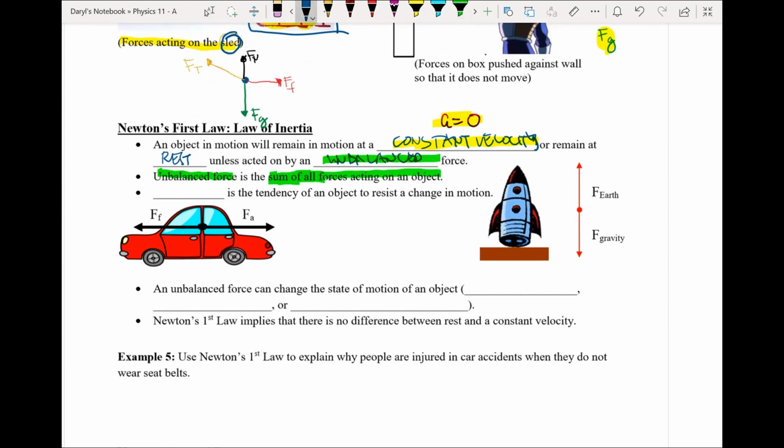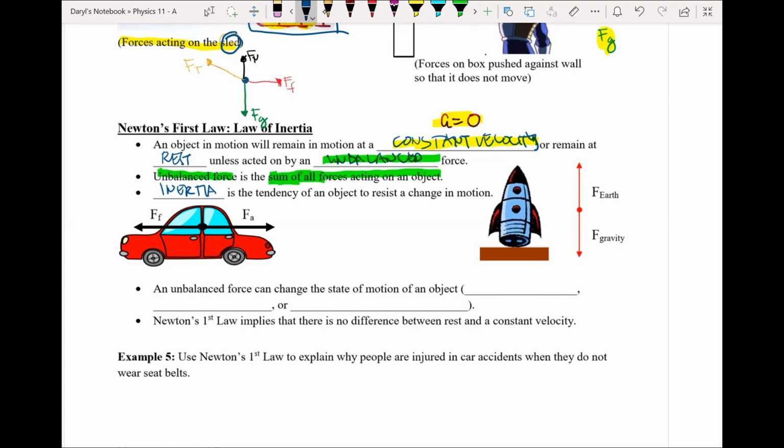And inertia is actually just defined as the tendency of an object to resist change in motion. Okay. So change in motion, either moving or the object is at rest.